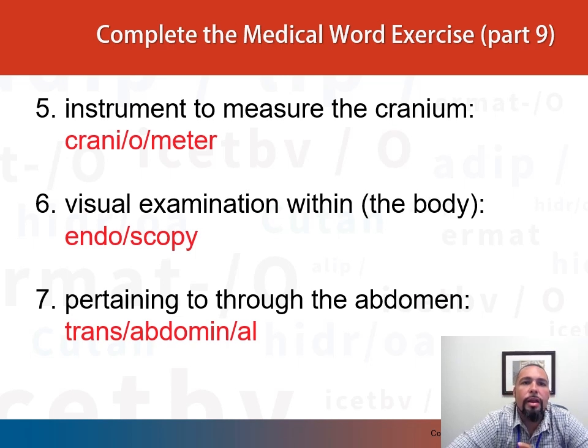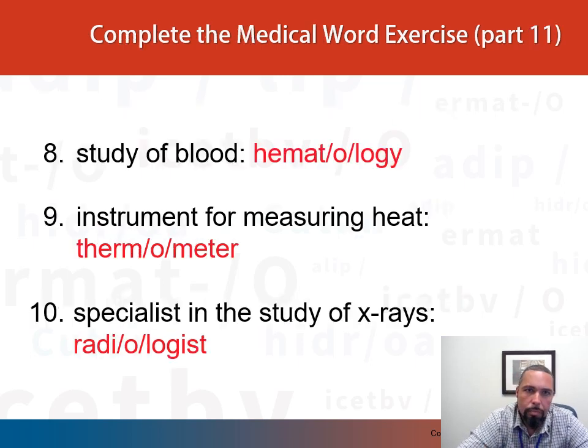Instrument to measure your cranium. I believe we already went over this, but again, craniometer. Visual examination within the body is your endoscopy, and pertaining to through the abdomen, transabdominal. Study of blood, hematology. Instrument to measure heat, thermometer. A specialist in the study of X-rays would be a radiologist. That will be your doctor, radiologist.